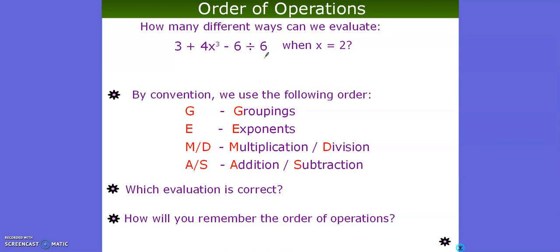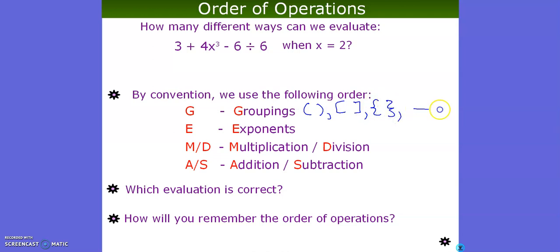Our order of operations is GEMDAS, the acronym, and it stands for G, groupings. Groupings could be parentheses. They could be those little squared off brackets. They might be the curly brackets or braces.